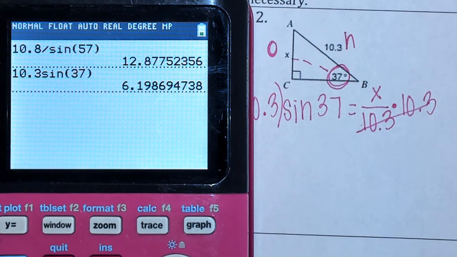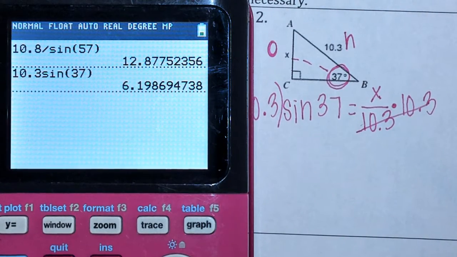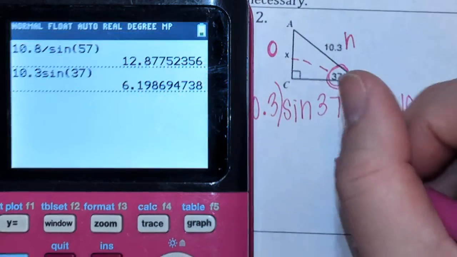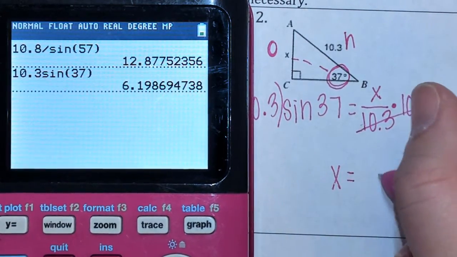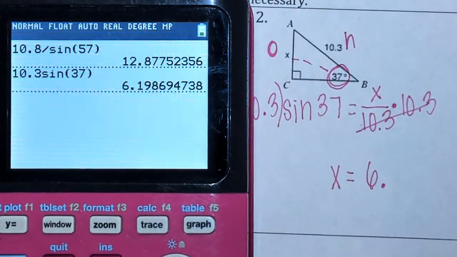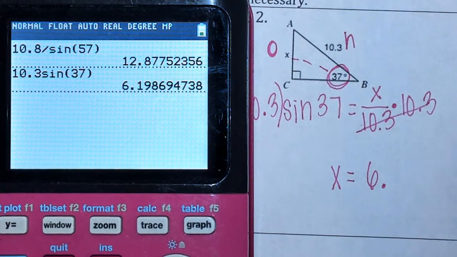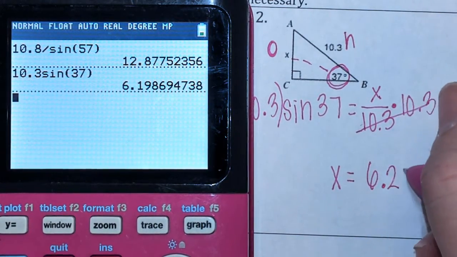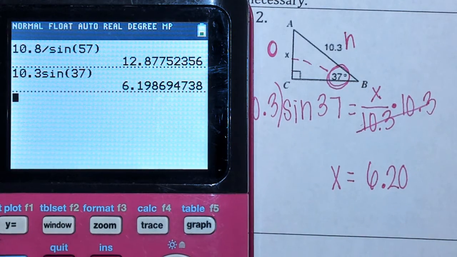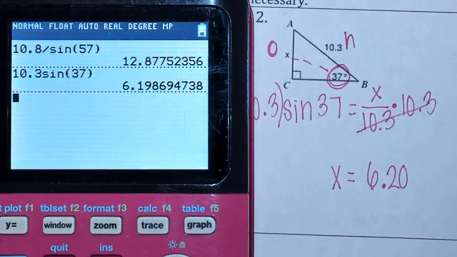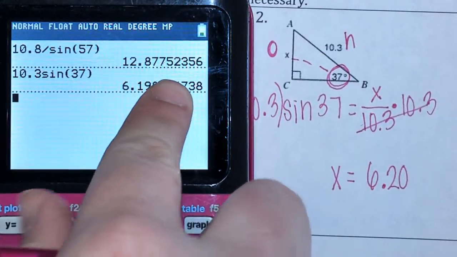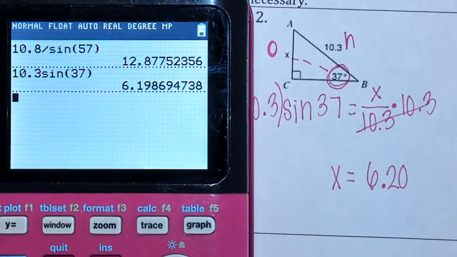Is that what you got? Yes. 6.2. Well, we're rounding to hundredths. Did everybody get this in their calculator? Good.